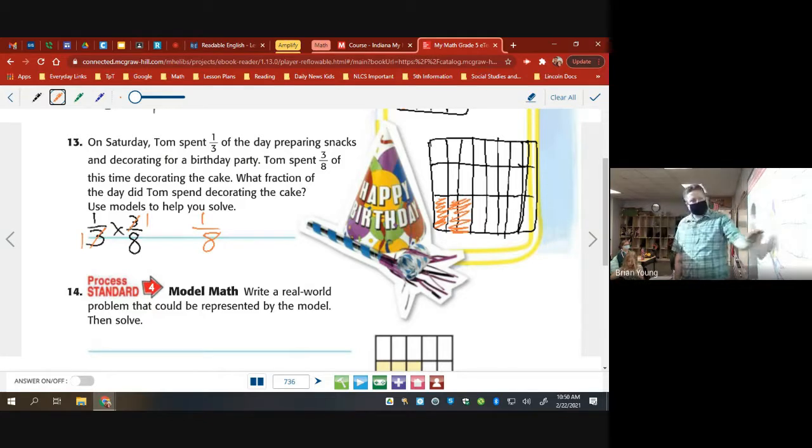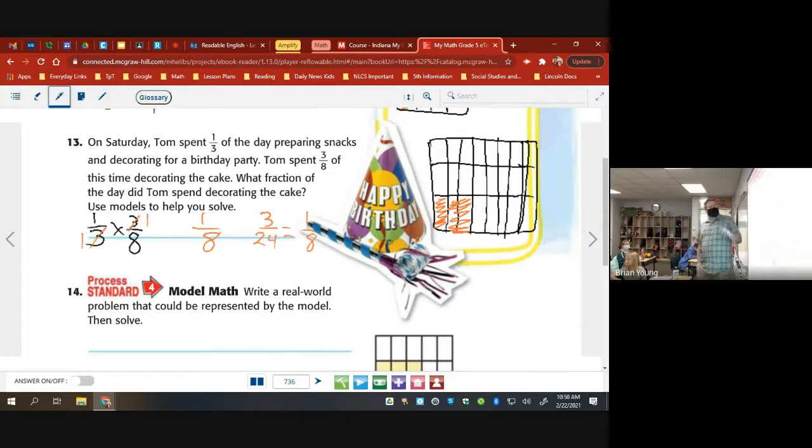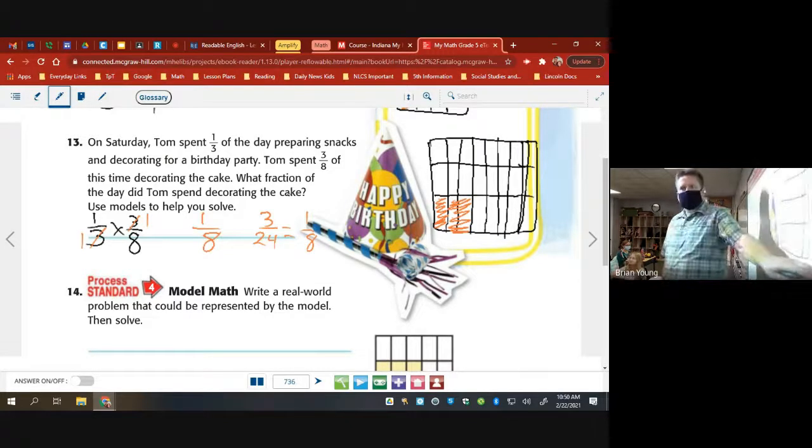So that gives me what? 3 out of 24. Which is also going to be 1/8 whenever I simplify it. Whew, it's a lot of work. It is a lot of work. A lot of work for some of you.